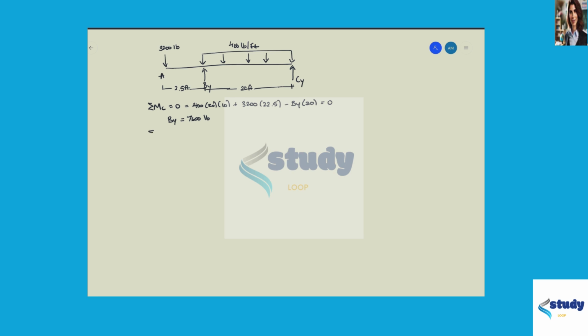Then we could do the sum of forces in the y direction. We do negative 400 times 20 times 10 plus 3,200 plus 7,600 plus C in the y direction, and we get C is equal to 3,600 pounds.